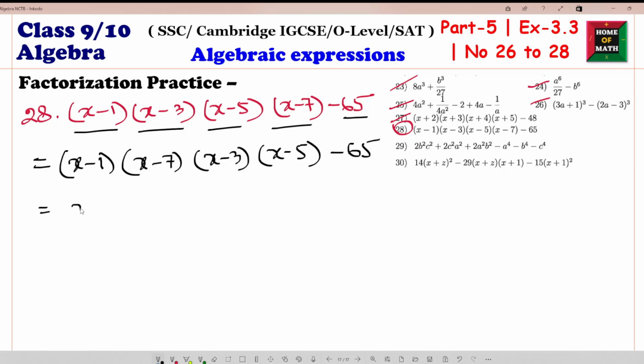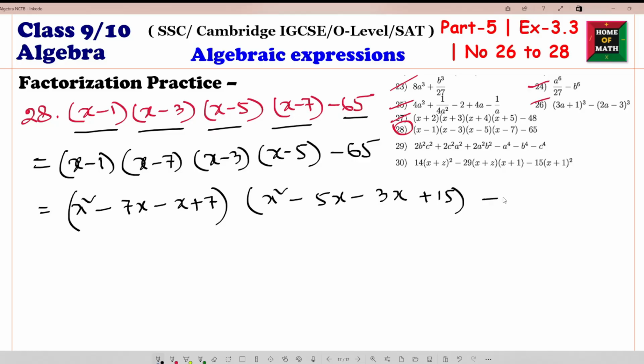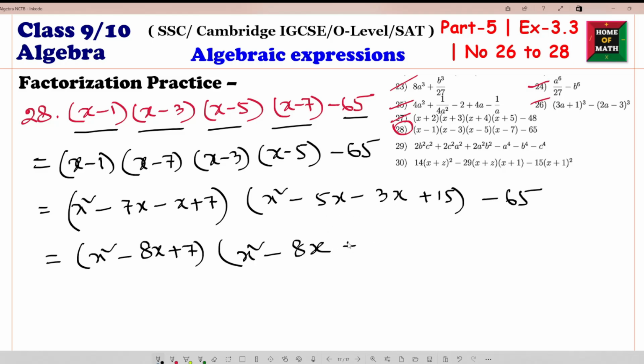So once we multiply, here is x square minus 7x minus x plus 7, right? And here is x square minus 5x minus 3x, and then plus 15 minus 65. So here is also a common thing, which is x square minus 7x and minus x, it should be 8x, and here is plus 7, and here is x square minus 5x and minus 3x, it will be also minus 8x plus 15 minus 65. So let x square minus 8x plus 7 equal m.